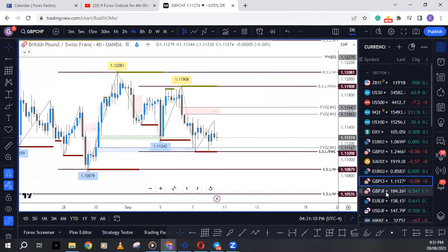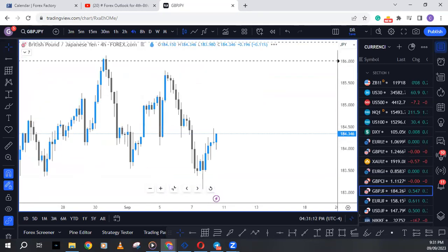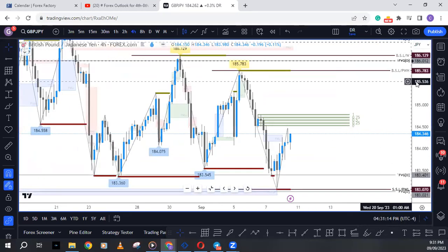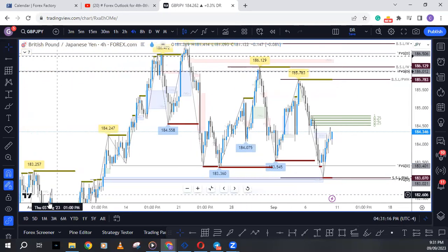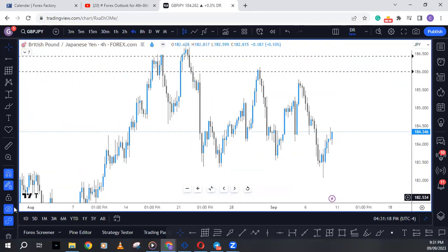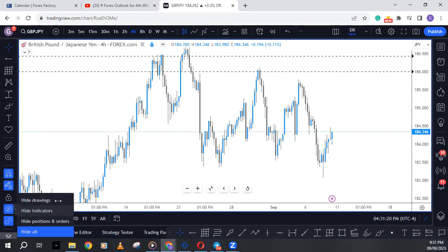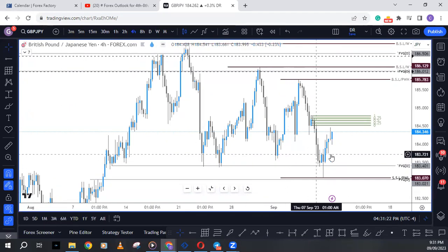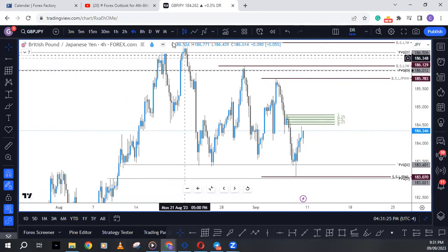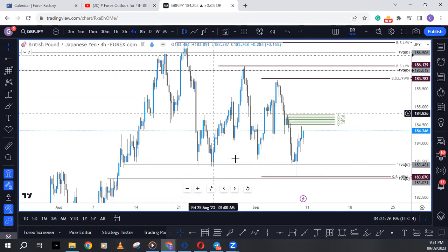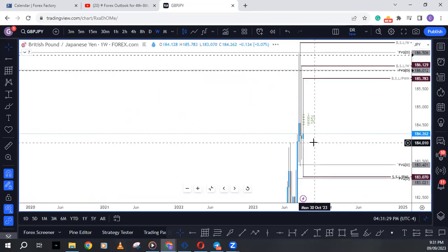So the next pair we're going to be looking at is the pound yen. Looking at the pound yen, this is still slightly bullish, but it's now in a consolidation. Let's go to the weekly.